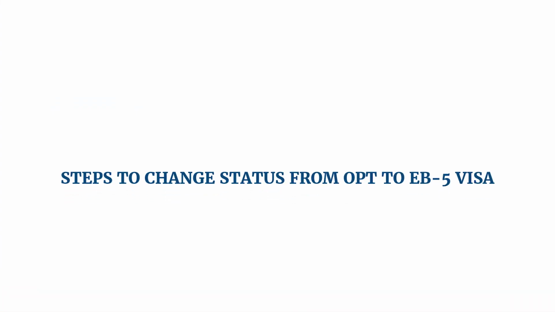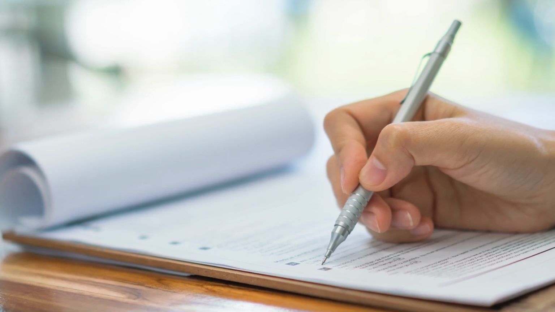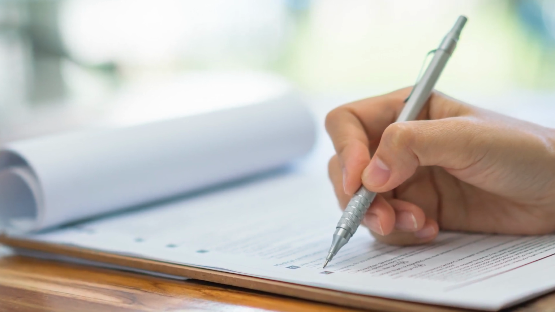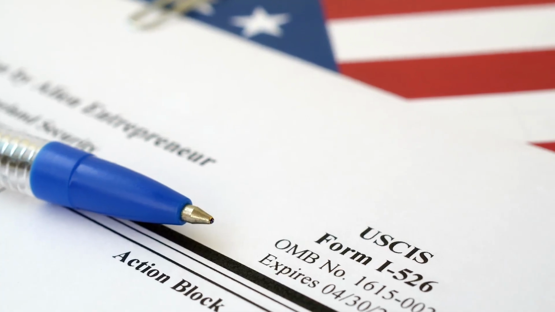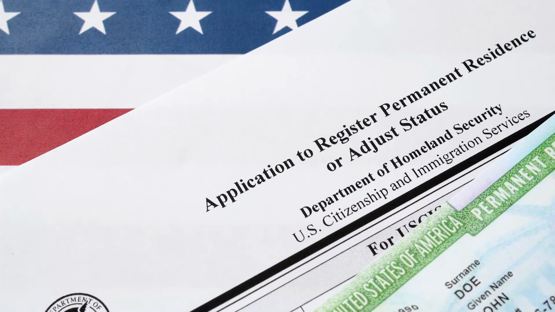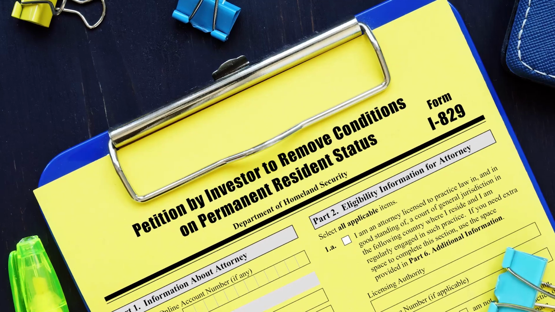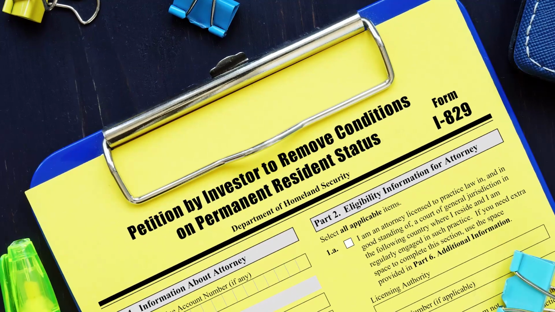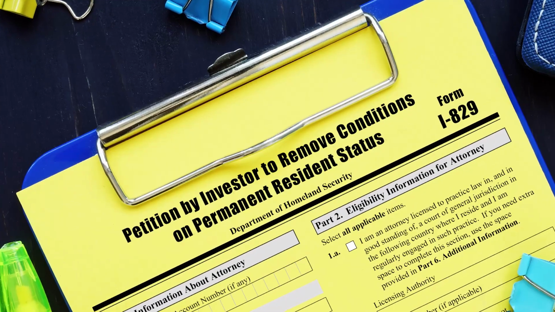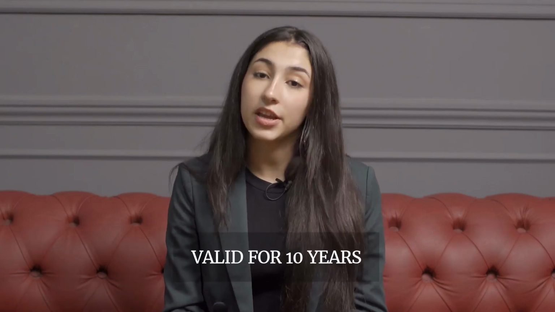Steps to change status from OPT to EB-5 visa. There are 4 main steps in applying for an EB-5 visa from OPT. 1. Filing of immigrant petition by standalone investors. 2. Filing of application to register permanent residence or adjust status. 3. Filing of petition by investors to remove conditions on permanent residence status. 4. Gaining lawful permanent residence. A lawful permanent residence is valid for 10 years.